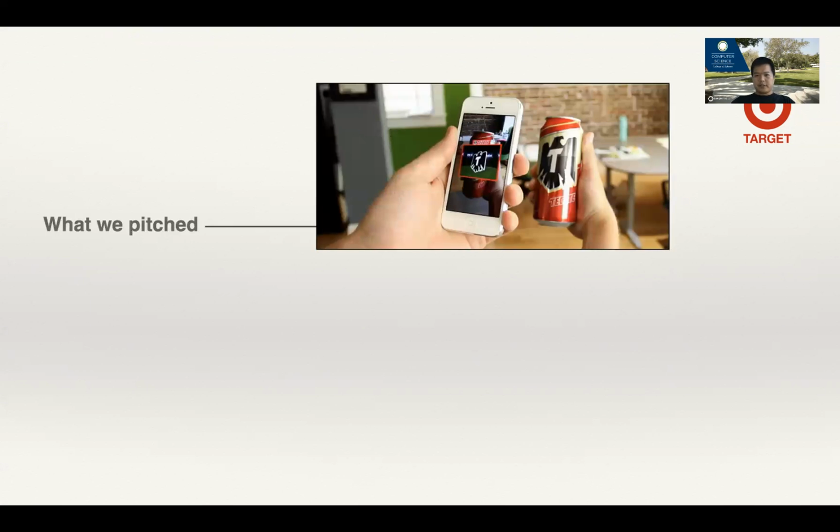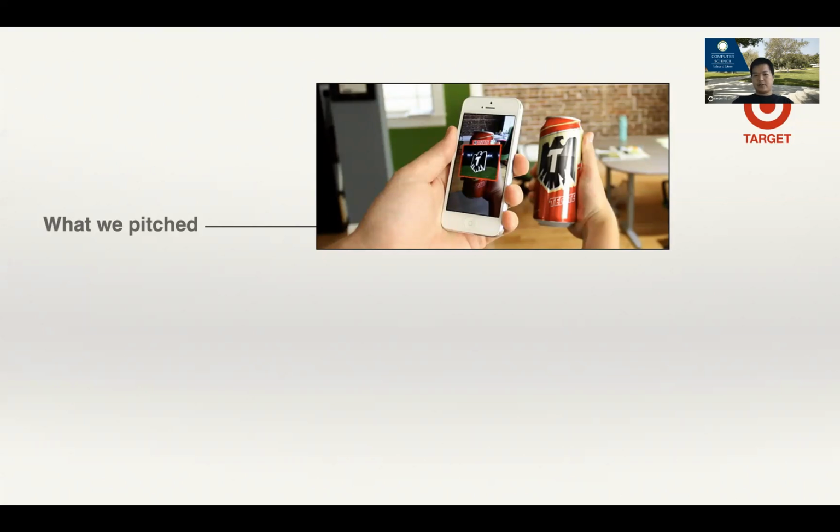First example is Target. So this is back in mid 2012. Actually, we went to their San Francisco R&D center. They have a very strong technical team in San Francisco. So this is the idea we pitched to them. Okay, we told them, you saw this technology, you have your Target consumer app.